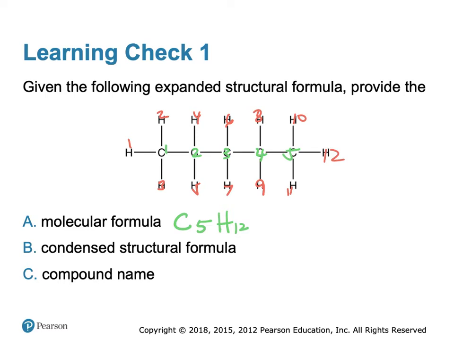For our condensed structural formula, we are only going to show the carbon-carbon bonds. So it is going to be CH3, CH2, CH2, CH2, CH3. So we have our 5 carbons, 1, 2, 3, 4, 5, and we have our 12 hydrogens. 3 plus 2 is 5, plus 2 is 7, plus another 2 is 9, plus the final 3 is 12. The compound name will be pentane.